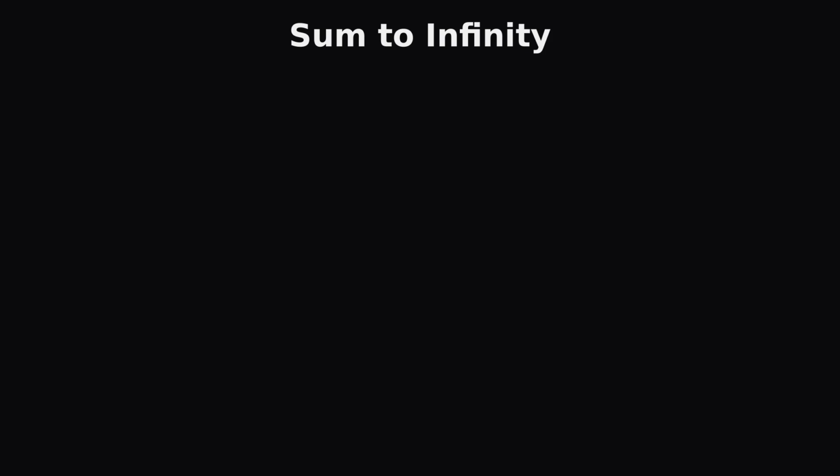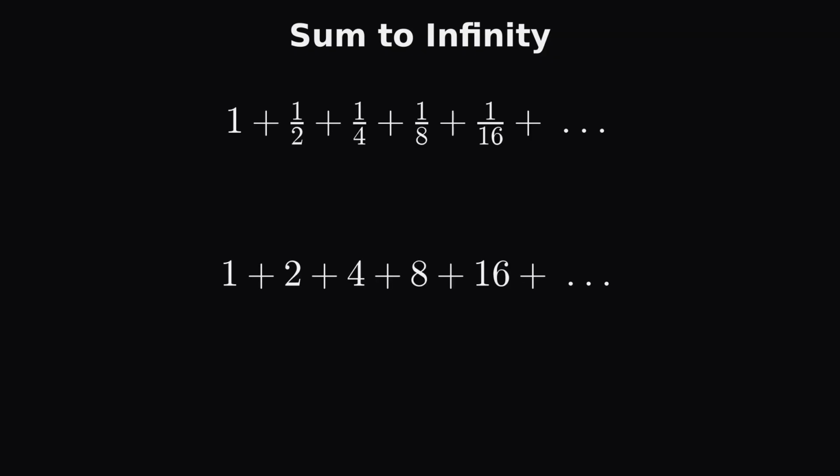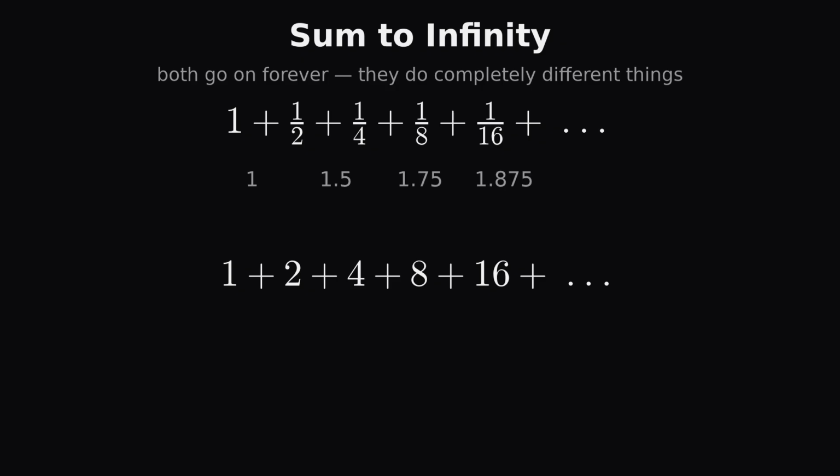In this video, we're finding the sum of a geometric series that goes on forever. And before any formula, look at these two. Both of those go on forever, but they do completely different things. Take the top one and keep a running total. 1, then 1.5, then 1.75, then 1.875. It's creeping towards 2, and it is never going to pass it.